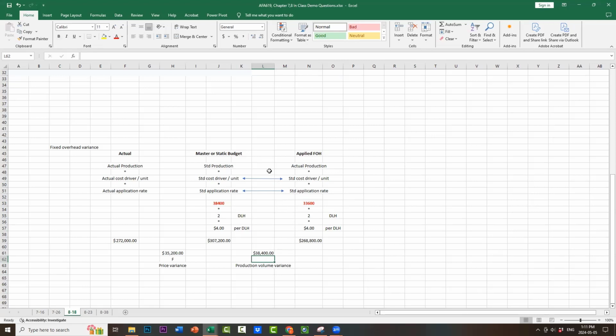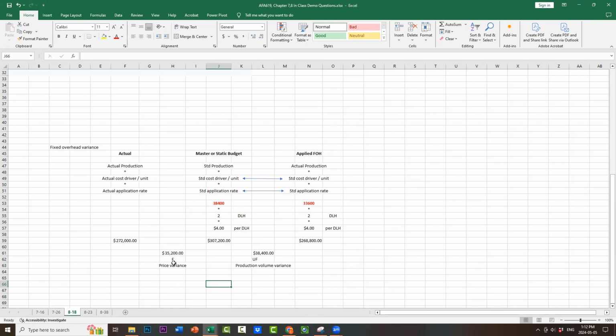This is a measure of how well we used our fixed assets: property, plant, and equipment, intangibles. That's what it's a measure of. So if I produce more units using the same fixed assets, that means I'm doing a really good job, an efficient job of actually producing the units. If I produce less than I had budgeted, that means I'm inefficient at the use of my fixed assets, and this is unfavorable.